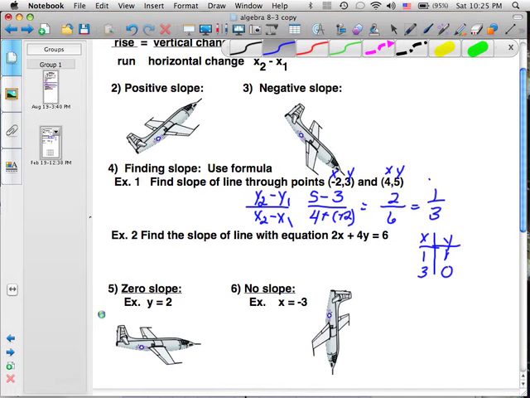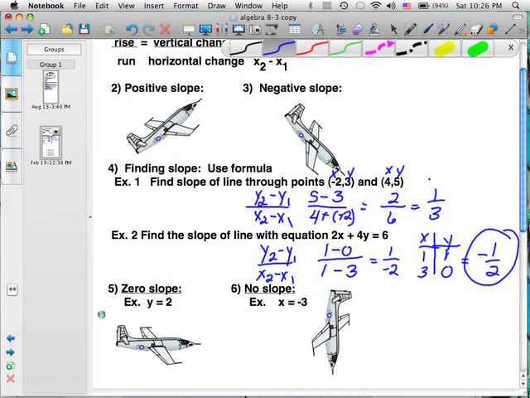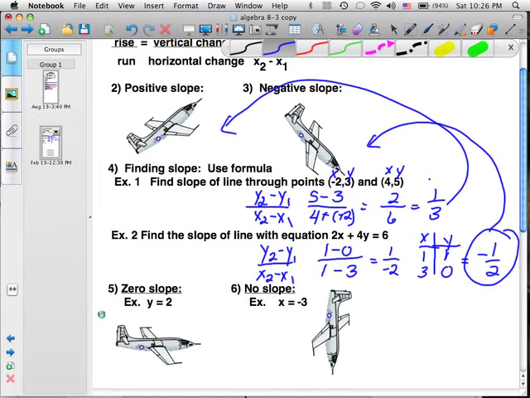using my formula now. The change in the y's, y2 minus y1 just means one y minus the other y. So y minus 0, these are the y's, over the change in the x's. Since I started with the 1, I'm going to have to start with the 1 on this one. So 1 minus 3. So I get 1 over negative 2, so my slope is negative 1/2. Which means it's going down 1, right 2. So this one would be like a plane coming down, this one would be like a plane going up.